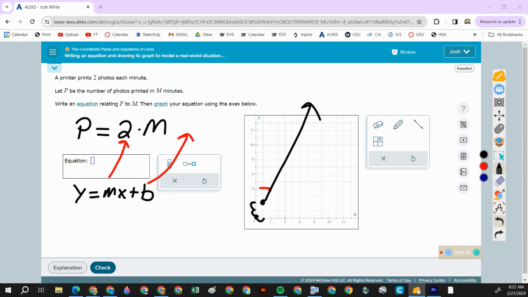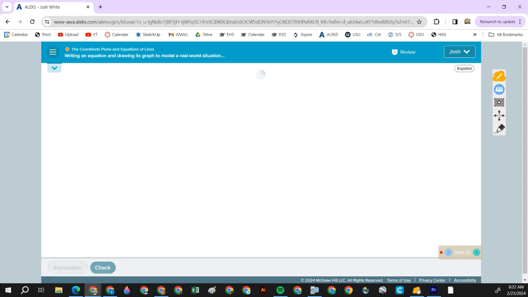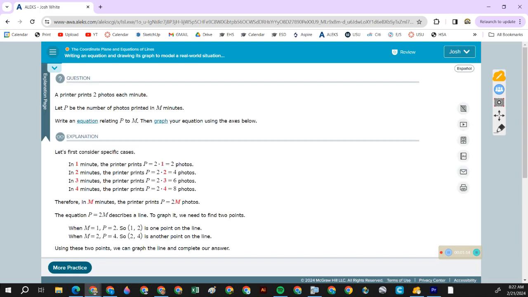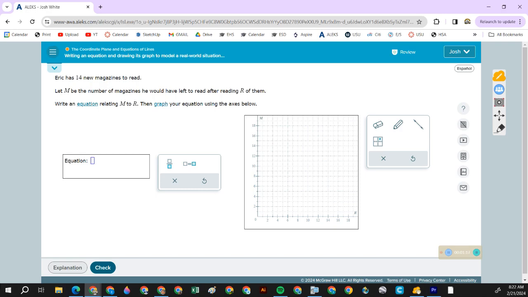Let's do another one of these. Eric has 14 new magazines to read. Let M be the number of magazines he would have left to read after reading R of them. So the number of magazines left to read is equal to 14 total magazines minus the number of magazines he has read. Does that make sense?